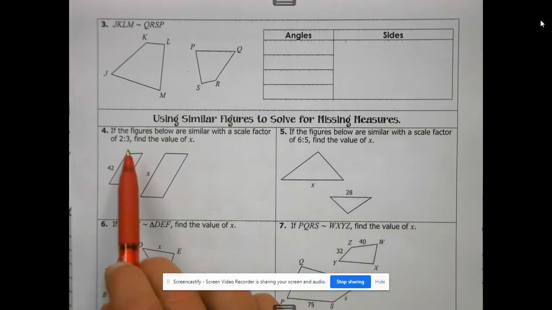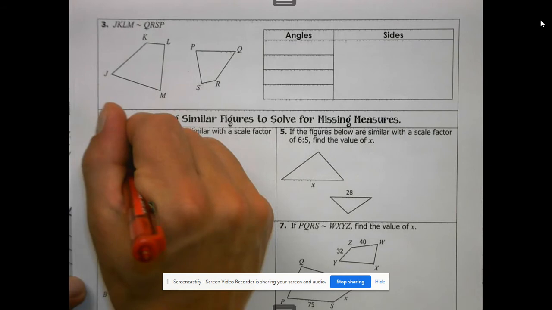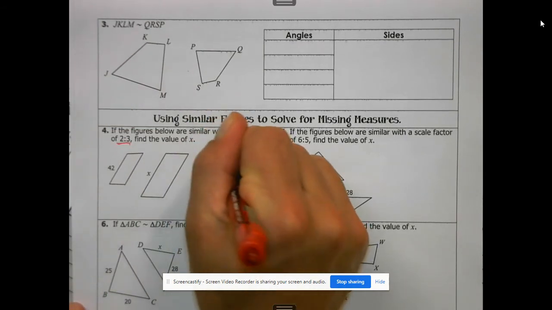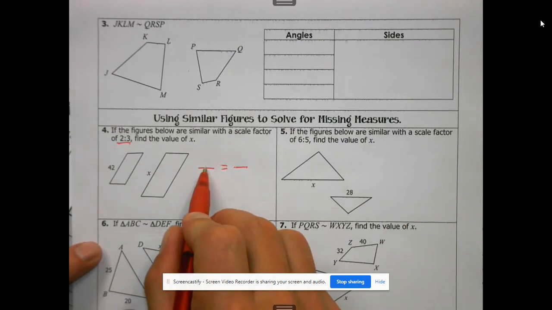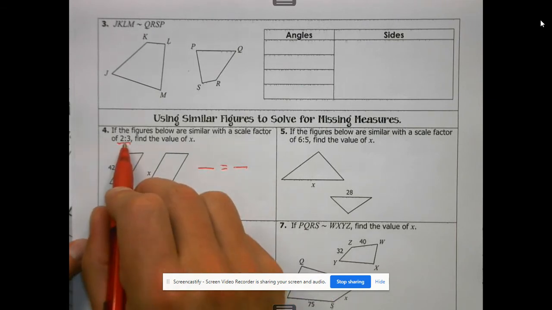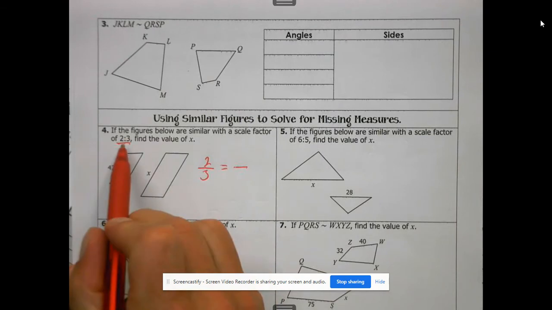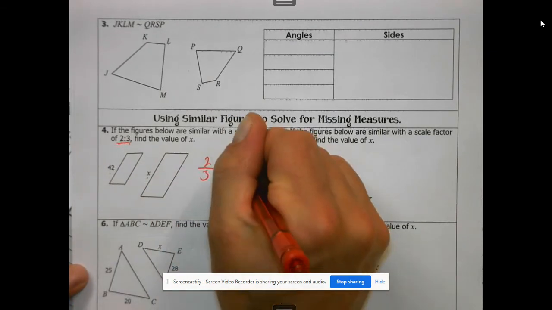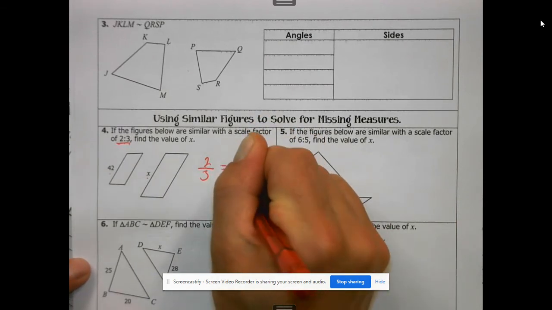Number 4 says this. If the figures below are similar with a scale factor of 2 to 3, find the value of x. So this is where we have to set up our proportion, ratio on each side, cross multiply, and solve. First ratio, I'll start with the scale factor, which is 2 to 3. So it's going left to right, left to right. 2 goes with the 42. 3 goes with the x.